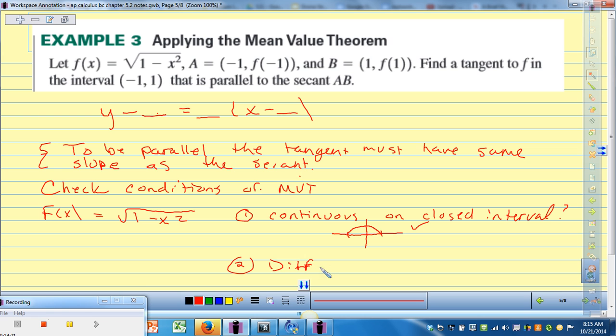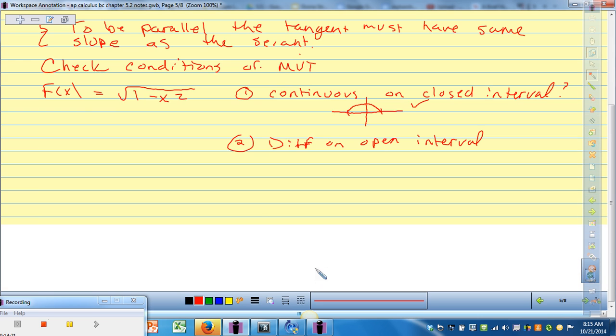All right, the second thing we have to check is if it's differentiable on the open interval. Well, to figure that out, we need to find the derivative. Okay, so what is the derivative f prime of x? It is 1/2, to the power, times -2x. So if we rearrange this a little bit, it looks like -x over the square root of 1 minus x squared. So that is the derivative function.